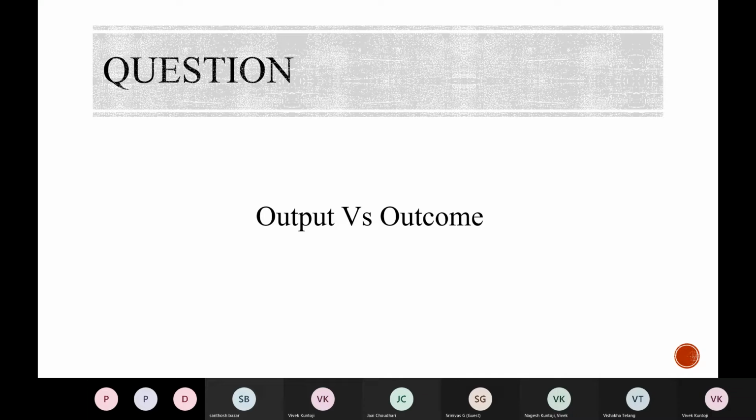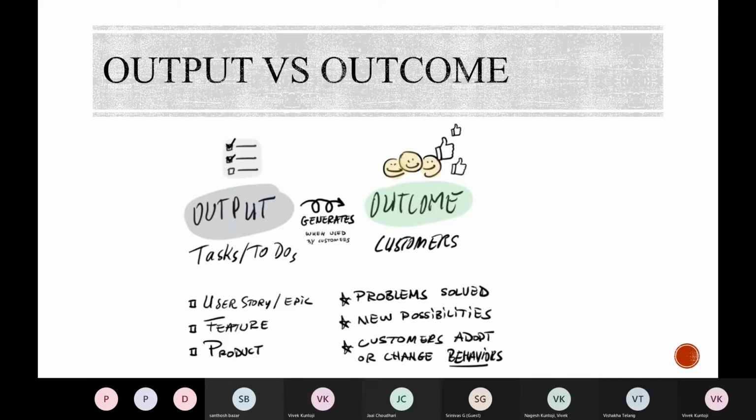Yes, both of you are right. If I have to put it, what is output and what is outcome? Output is like the steps or tasks or to-dos that we do. For example, in our project or service industry context, the tasks or to-dos we have, like working on a user story, an epic, a feature, or a product, these are the steps. What these steps generate, the end result or end expectation out of these steps, is your outcome.